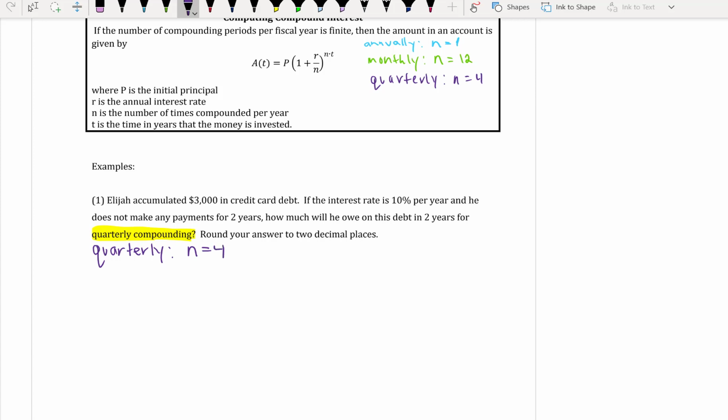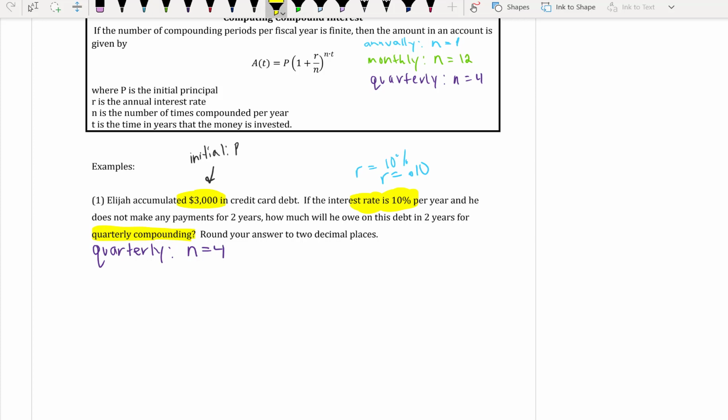So now we have the value that n is equal to 4 that we are plugging in. Now some of the other values that we can plug in is that we have 3,000. So 3,000 represents the amount he accumulated on his credit card debt. So you can think of that as your initial amount, which represents our P value. And it also talks about the rate is 10%. So here my rate is equal to 10%, but you always write it as a decimal, so it's going to be 0.10 or 0.1.